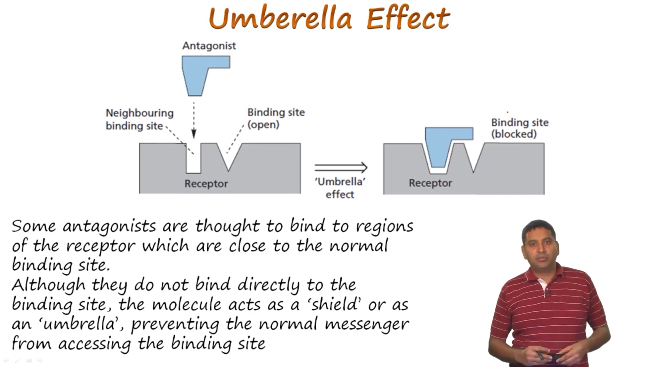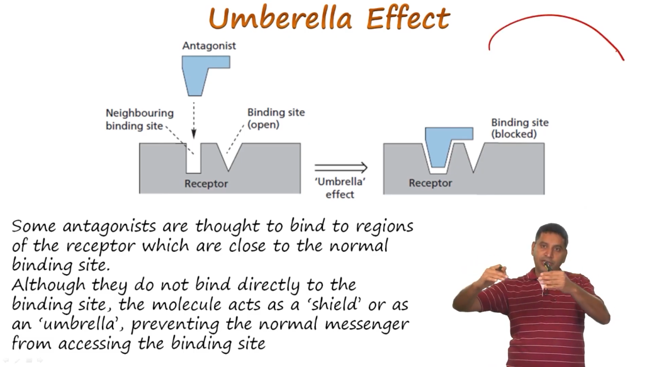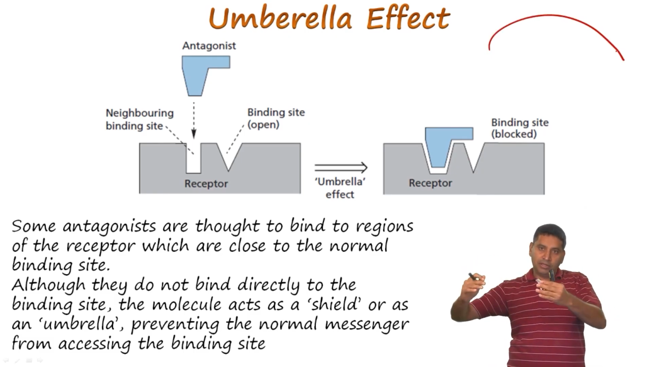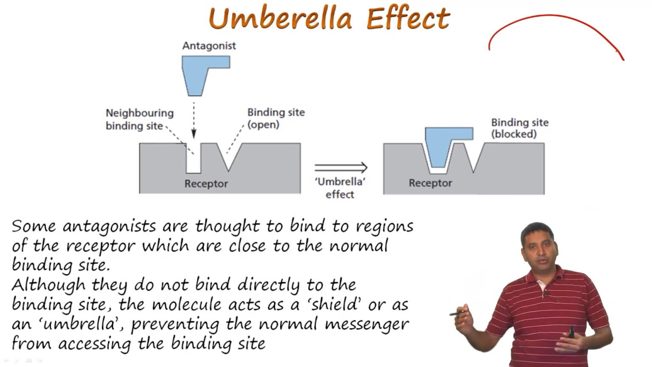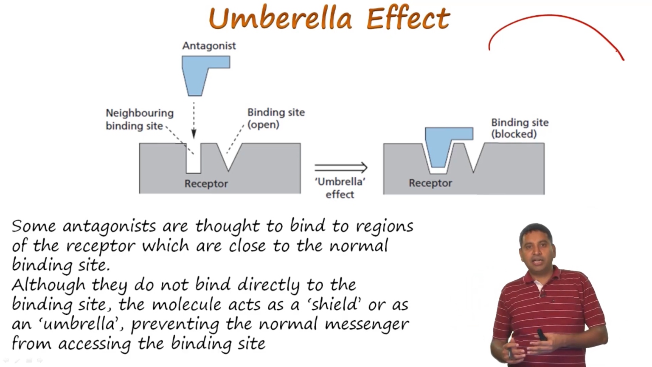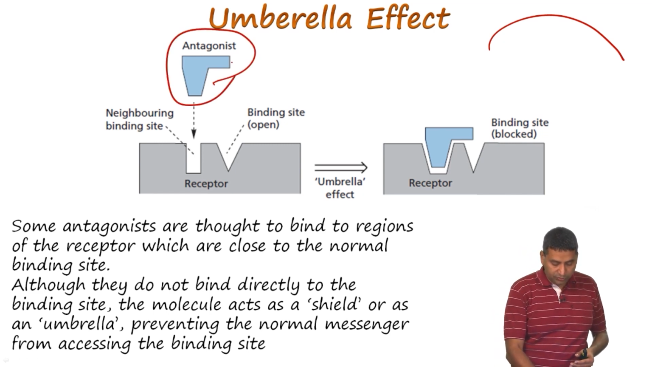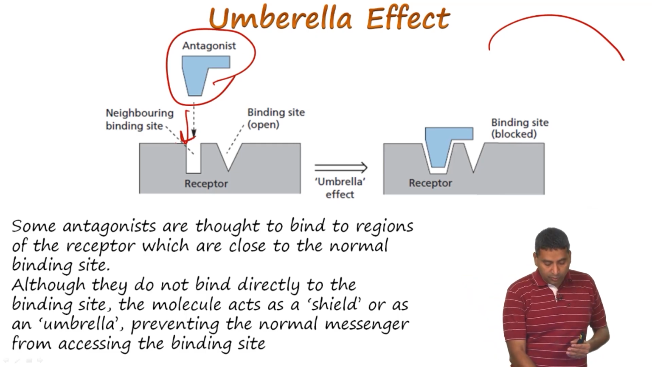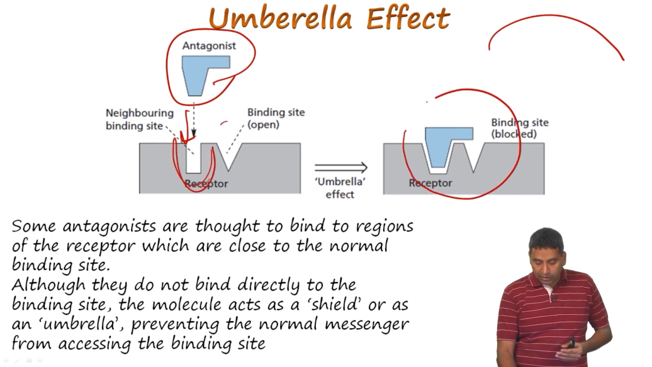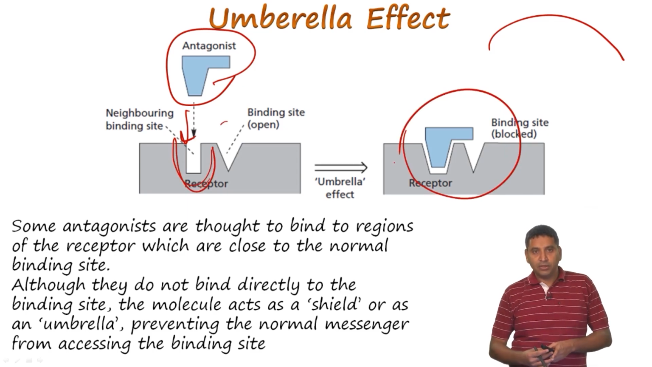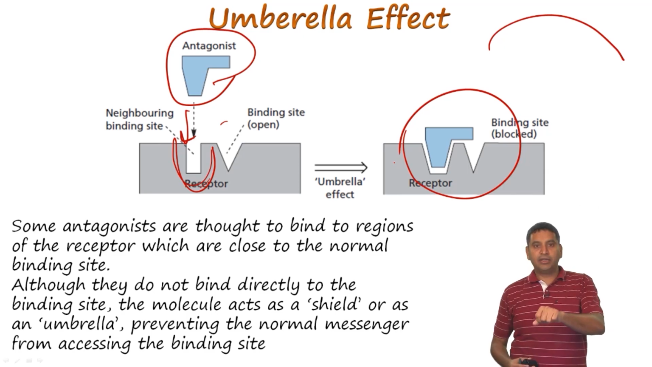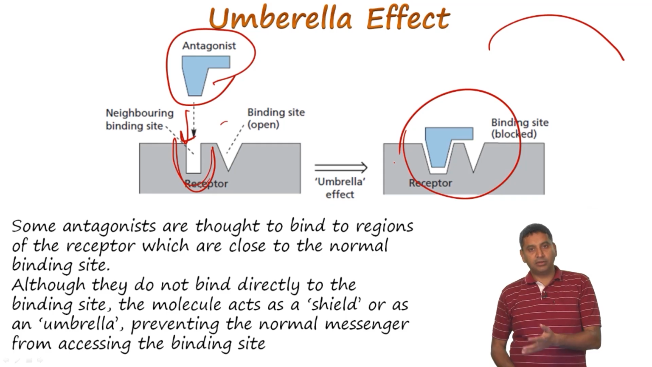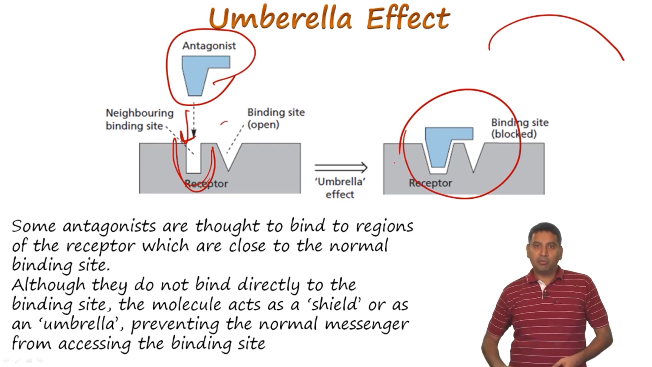There is also another effect which is called the umbrella effect. Okay. As the name suggests, an umbrella can provide shade to an individual, but if it is large enough, then it can also provide shade to multiple individuals. And so, similarly, when an antagonist binds to this allosteric site, let us say, what happens is that it can act as an umbrella and not just interact with this neighboring site, it also blocks the binding site. Okay. So, although they do not bind directly to the binding site, this molecule acts as a shield or as an umbrella, preventing the normal messenger from acting on the binding site. So, this effect is called the umbrella effect.